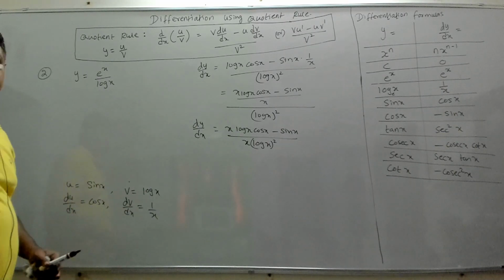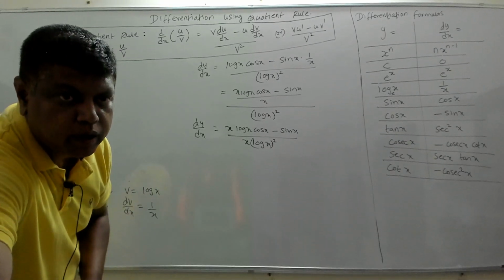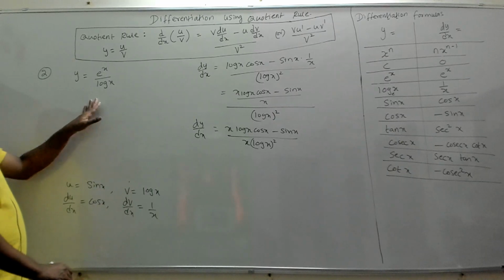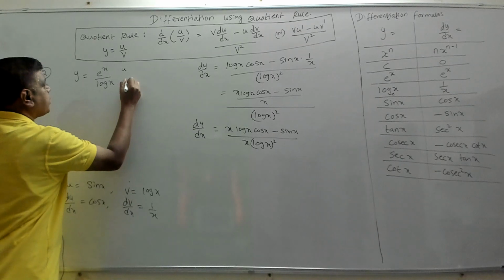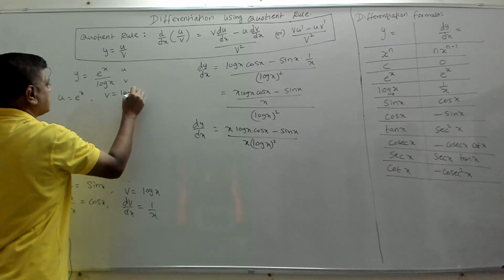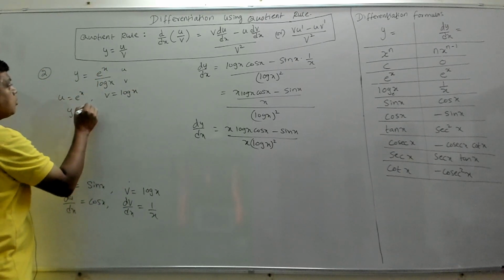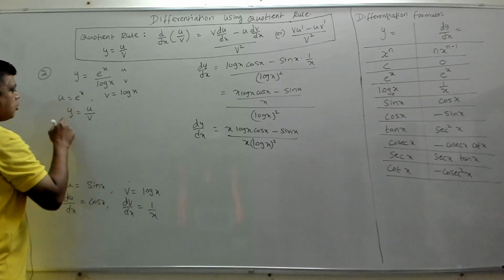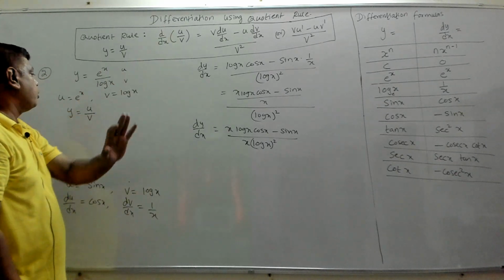So y is e power x by log x. Now we have to find the derivative of this function. Again we take the numerator as u and the denominator as v. So our u is e power x and our v is log x. Now let's apply the quotient rule. So y has become u by v, which is a quotient of two functions, so we have to go for the quotient rule to differentiate this.